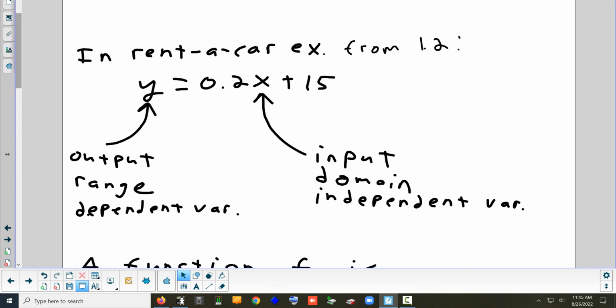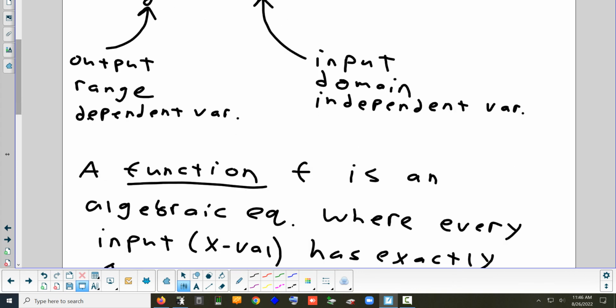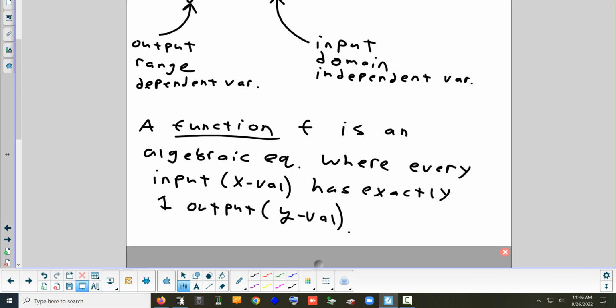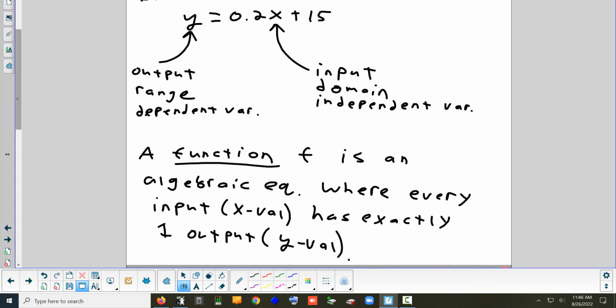In order for something to be a function, the idea is you have a formula and you plug in an x value. If you only get one y value back, then it's a function. If you get more than one y value back, it's not. Okay, so you might think, well, how could you get more than one answer when you plug into a formula? Like this.